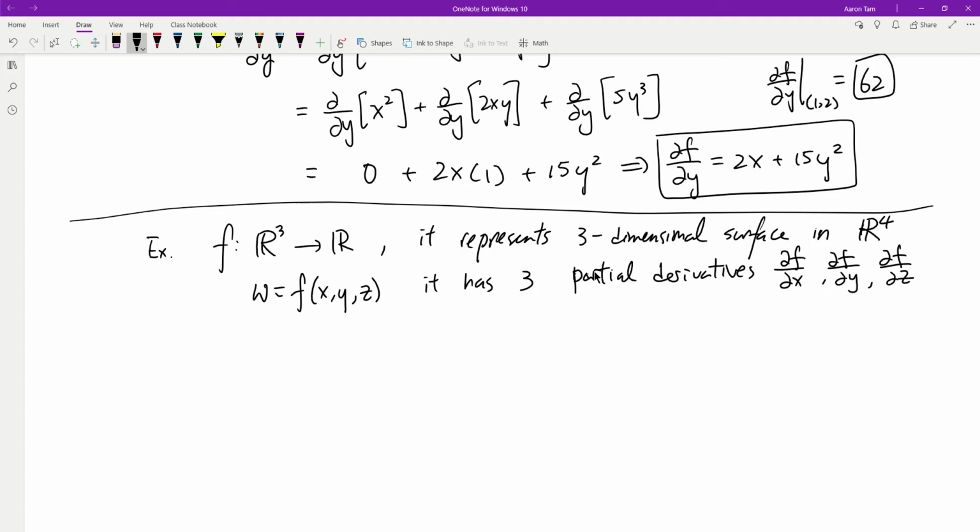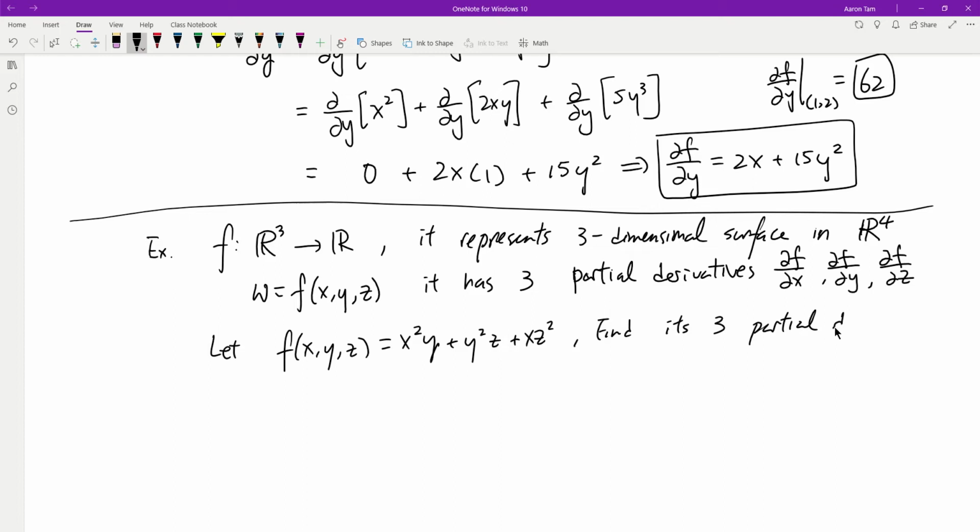So these are 3 partial derivatives. Let's see if we can find them. Let's say f of x, y, z equals x squared y plus y squared z plus, let's say, z squared x, I guess, or xz squared. How's that? I'm going to ask you to go ahead and find its 3 partial derivatives.